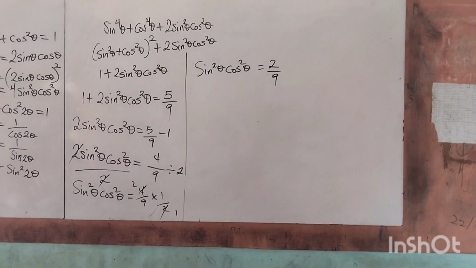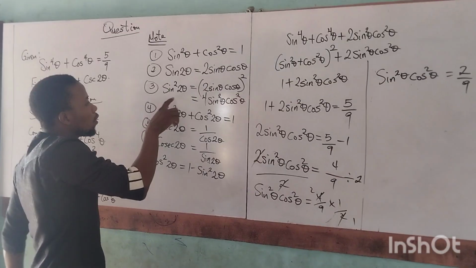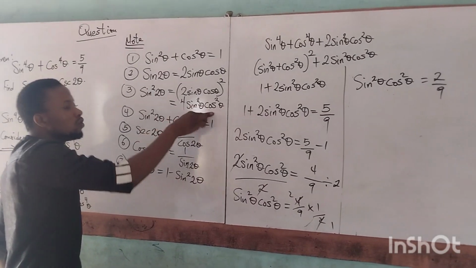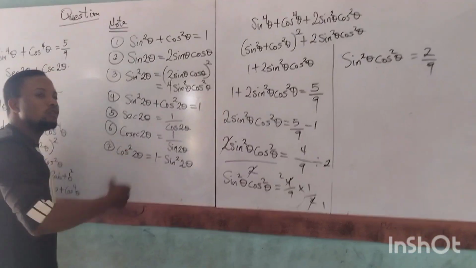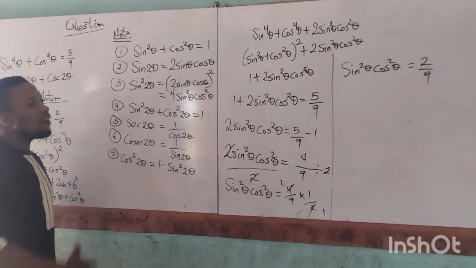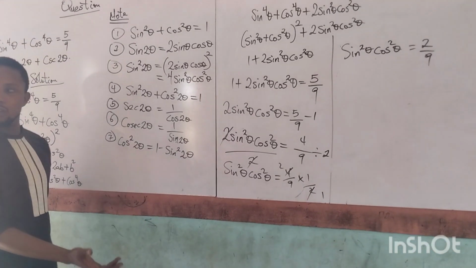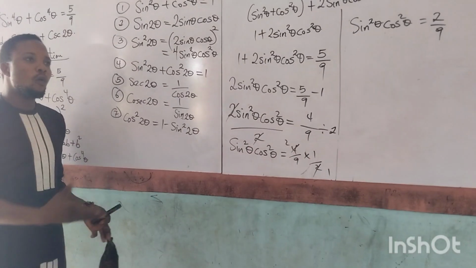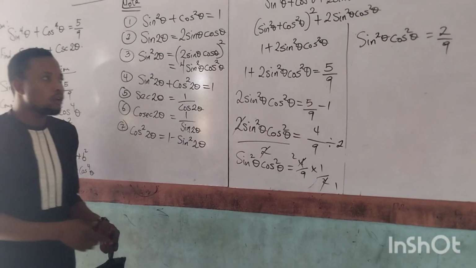And if you look at it very well, this is somehow similar to this, which is sine square theta. This is the reason why you need to know all these things. You need to be very, very familiar with it, so that by the time you are working in trigonometry, you know when to use a thing and when not to use it.